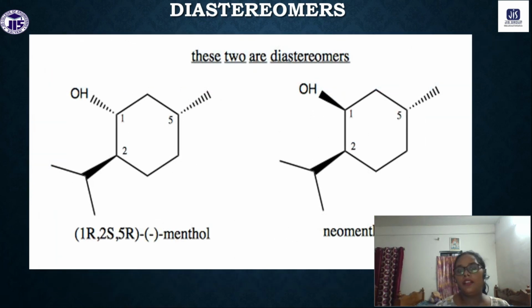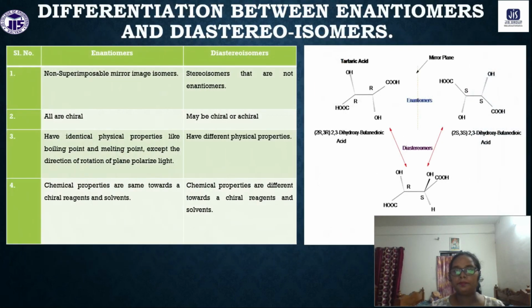Again here the 1R 2S and 1S 2S methanol. These are also two diastereomers that we have. Okay, now what are the differences? That is a very important question. From this portion you can get this type of question: differentiate between enantiomers and diastereomers. How can you differentiate the enantiomers and diastereomers?